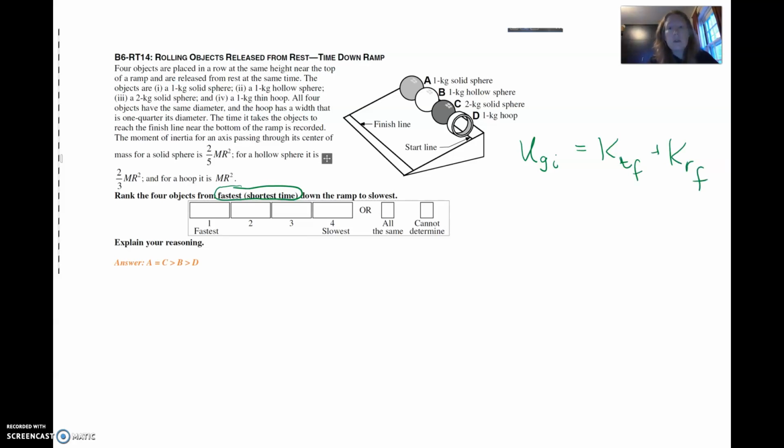So when we, for instance, if we take the 2 kilogram solid sphere, okay, we're going to have 2/5 times 2 kilograms, okay, times its radius. They all have the same. Okay, all 4 objects have the same diameter. Okay, so they all have the same radius squared. Ooh, I am totally plugging in the wrong thing in the wrong place. So here, this goes over here.